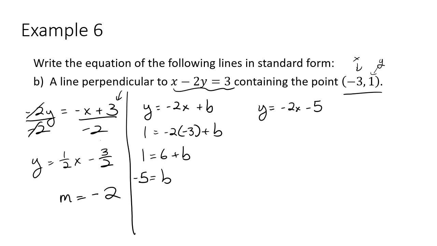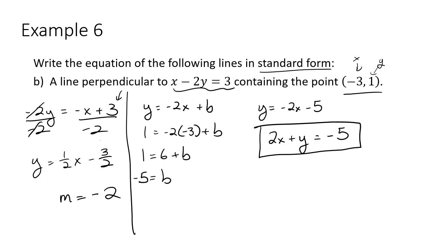And so y is equal to mx plus b, -2x minus 5. This one's pretty easy to get in standard form. Because there are no fractions, all we need to do is add 2x to both sides. 5 on the right, still minus. And we're good to go.